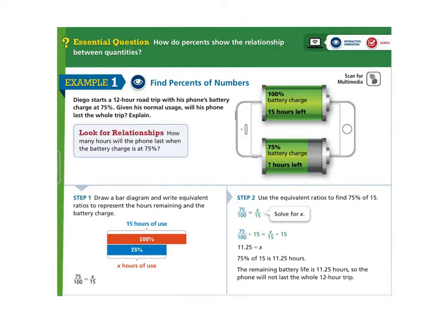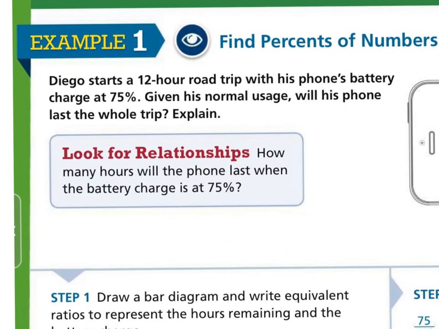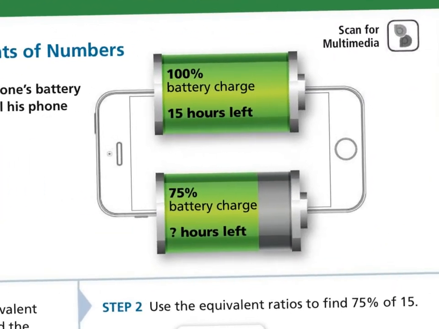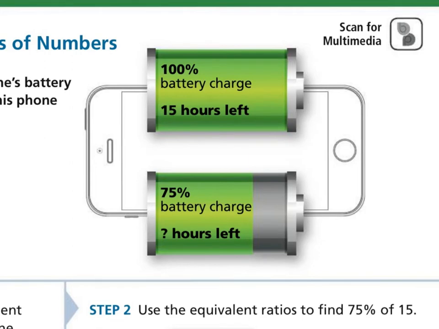If we look at example 1, Diego starts a 12-hour road trip with his phone's battery charge at 75%. Given his normal usage, will his phone last the whole trip? And explain. So you can see 100% charge is 15 hours. What we're trying to figure out is the 75% charge, how long that's going to last.